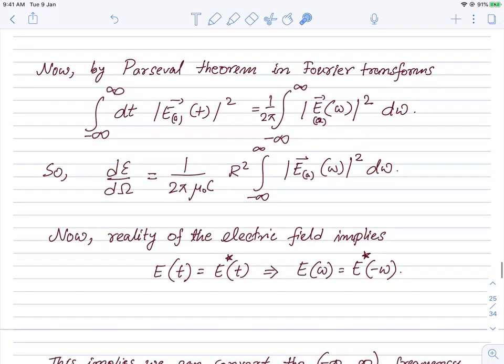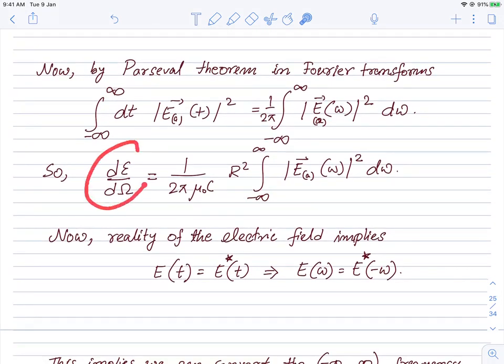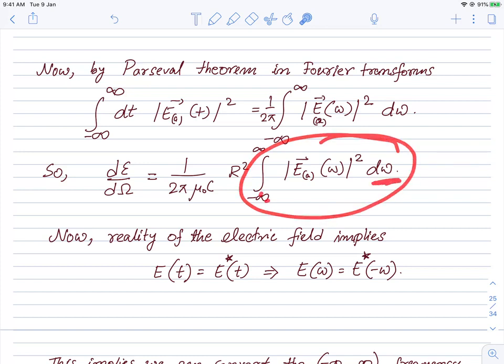Okay, so if I do that, then I will get that dE, this total energy per unit solid angle. It's not power anymore. I have integrated over time to find the total power. So the total energy per unit solid angle is given by basically the frequency integral of the Fourier transform of the electric field.